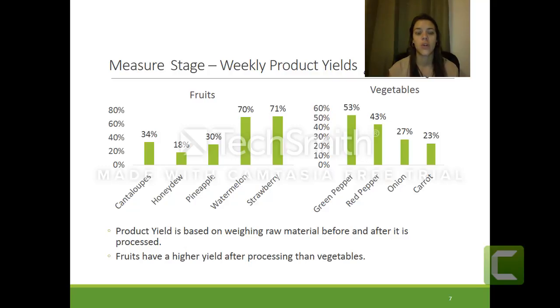So our first part of the measure stage was to define the product yield. The product yield is how much material we have at the end of the process. So we receive the fruits and the vegetables and the raw material, they're cut and processed, there are some parts that are discarded, and then the final product is released. So we're paying for a product, but the part of the product that is actually dispatched and reaches the customer is a lower percent than what is actually received.